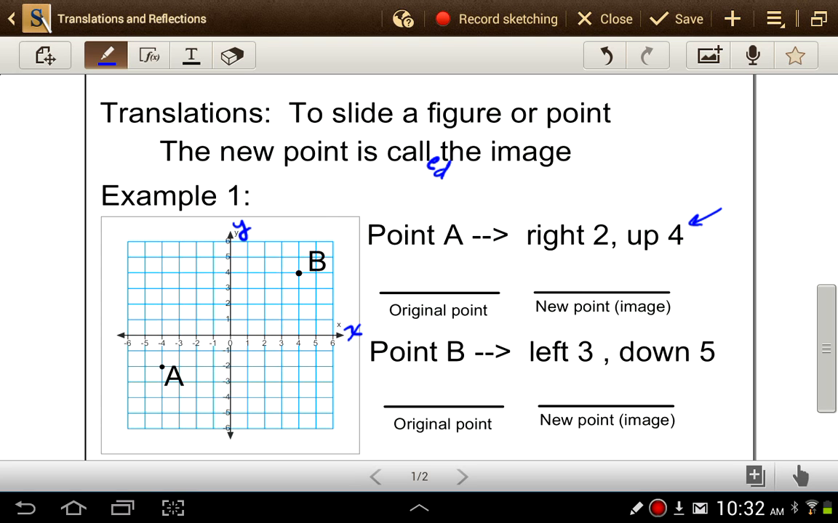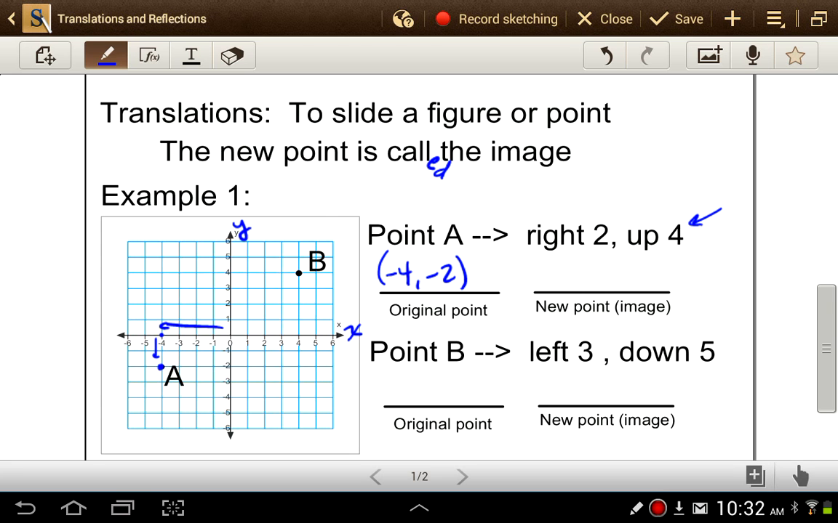Okay, so let's start with point A. So point A is right here. So first let's figure out what the ordered pair of point A is. So remember, you move on the x-axis first, so that's -4, and then we went down 2, so that's -4, -2. Remember, it's the x-axis first, the y-axis second. Okay, now I want you to move the image right 2 and up 4.